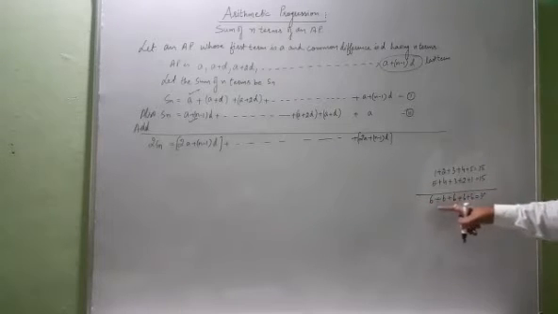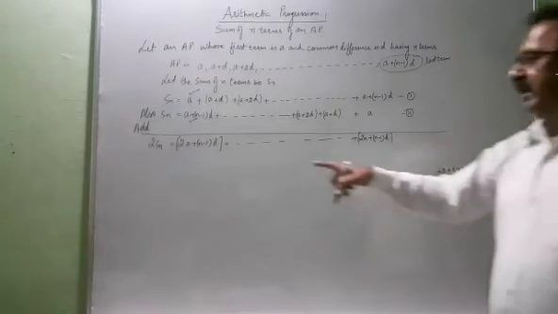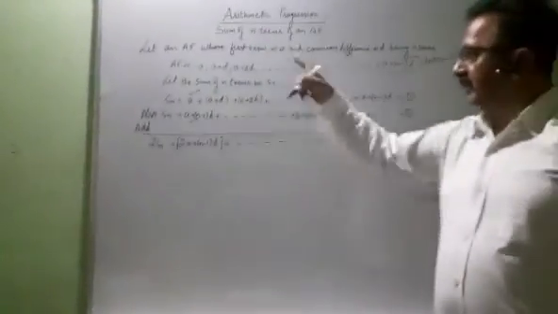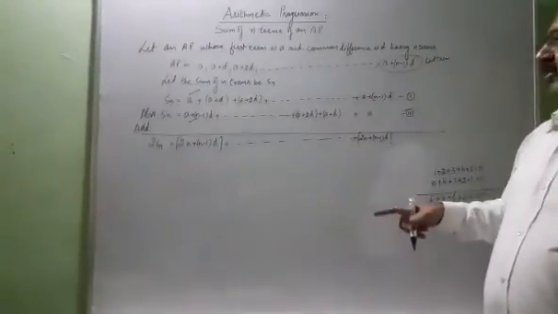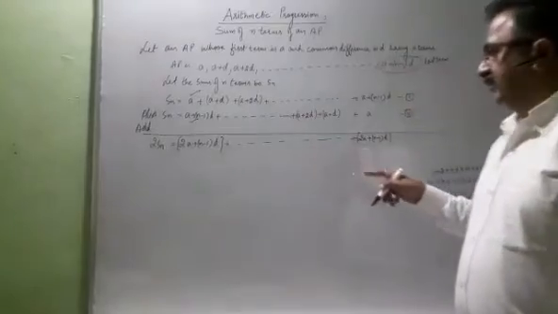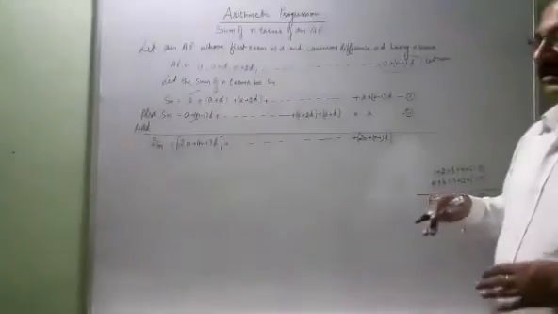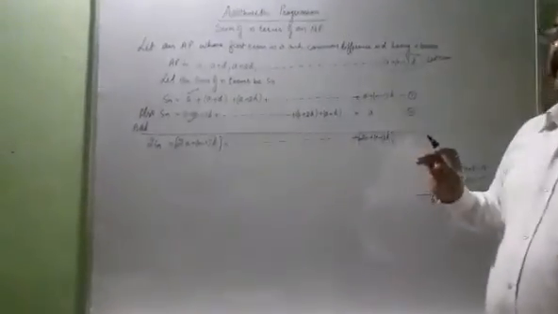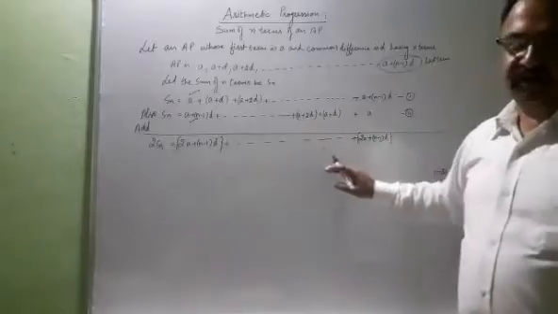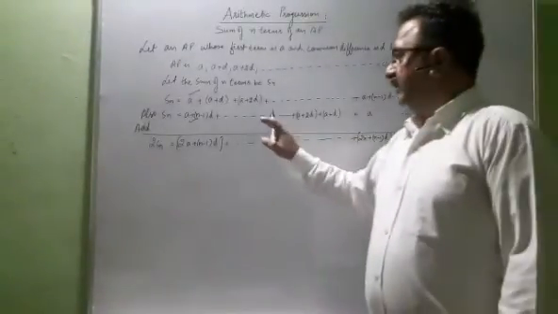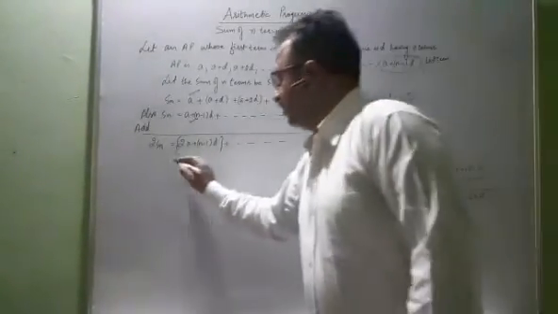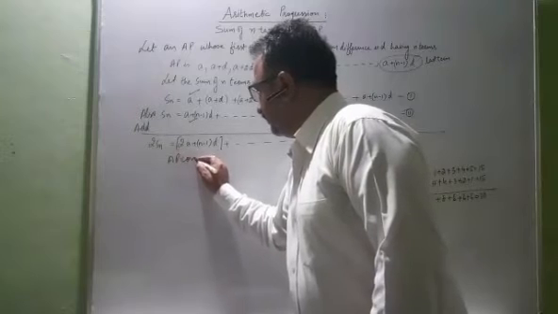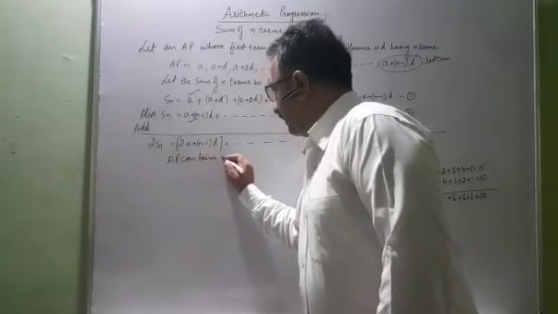Similarly, just like 6 is appearing, this bracket will appear every time if you add the terms vertically. Now, how many times will this bracket appear? The number of terms in the sequence. If there are 10 terms in the sequence, the bracket will appear 10 times. If there are 20 terms, it will appear 20 times. The AP contains n terms.